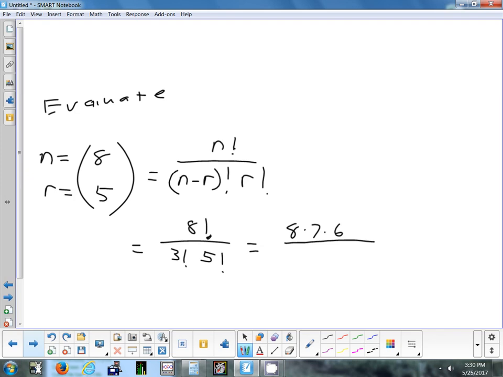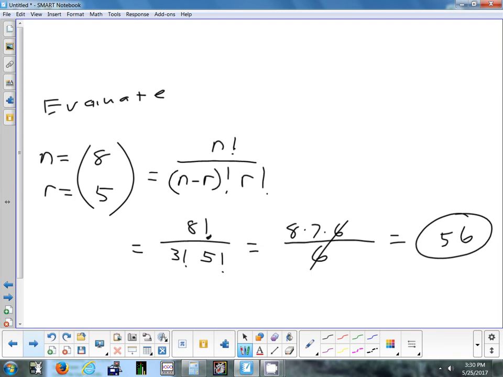And what's left in the bottom? What's 3 factorial? 3 times 2 times 1. Yep, which is 6. 6 cancels. And then 8 times 7? 56. So if I ask you to evaluate 8 choose 5, that's all you have to do. Any question on that one?